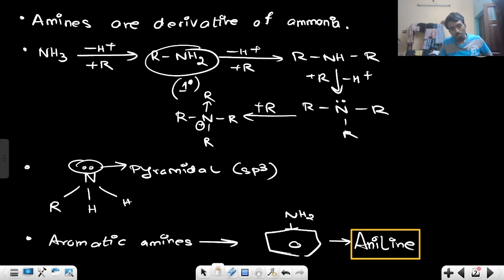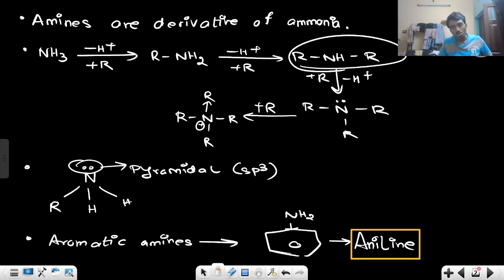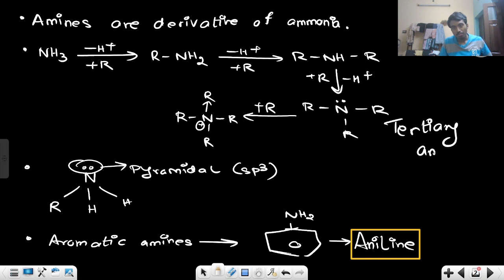The moment we replace one more hydrogen, we get RNHR. This is called 2 degree amine. It's called secondary amine. Alright. The moment we replace another one, we get RNR. This is called tertiary amine. Okay, that is called 3 degree amine. That means no hydrogen is available. This is how we will differentiate between amines. Later on I will teach you the Hinsberg test to differentiate.